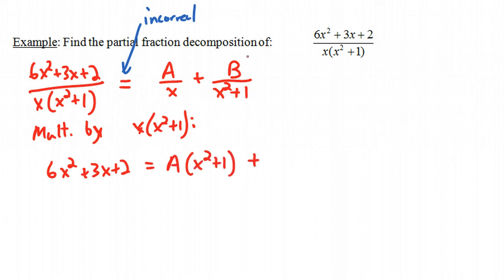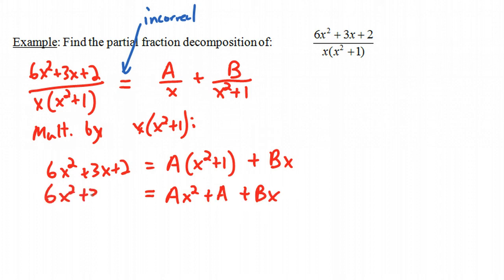We multiply this by the second factor. The x squared plus 1 would cancel, and we'd end up with bx. Okay, now notice what's going to happen here. If I write this out, this right-hand side would be ax squared plus a plus bx, and this is equal to 6x squared plus 3x plus 2. So now notice the a here, the coefficient of the x squared, should be the same as the coefficient of the x squared here. So in other words, a should equal 6.